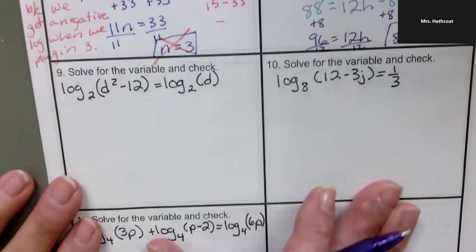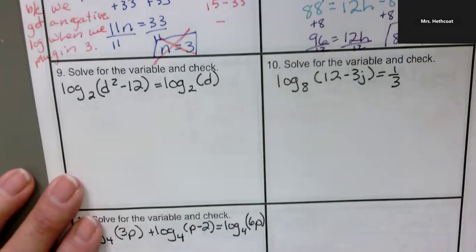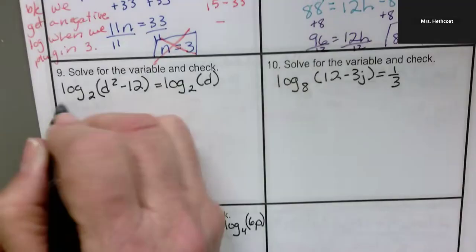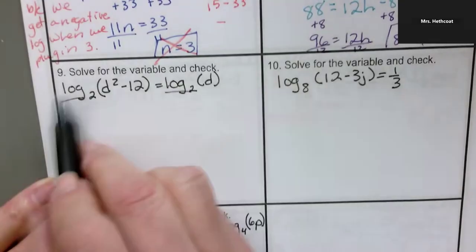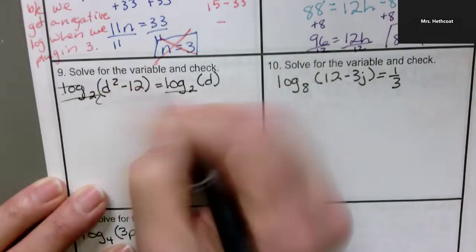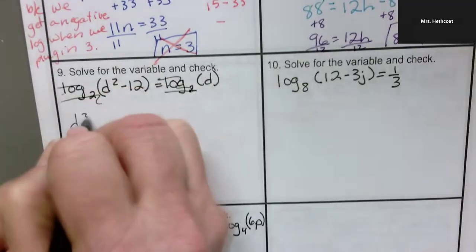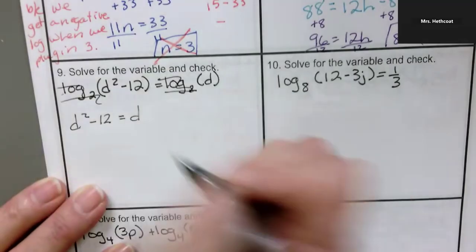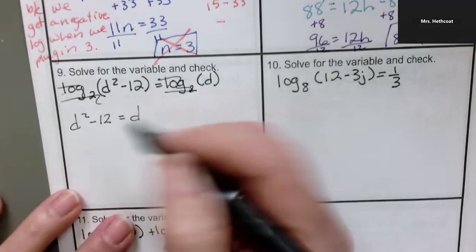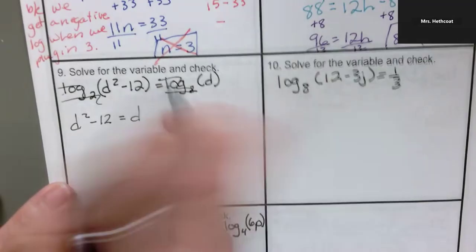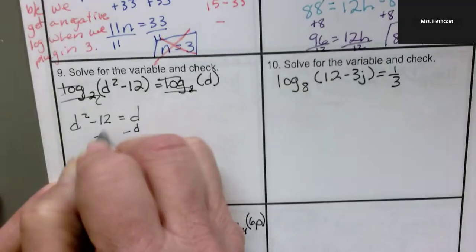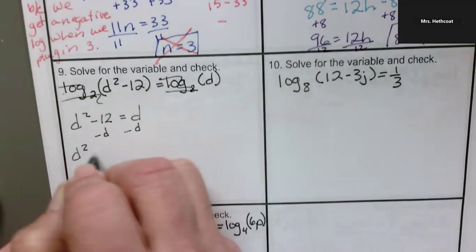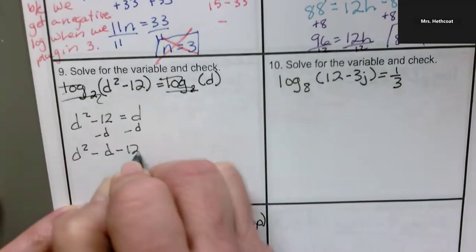Number 9. Number 9 gets pretty complicated, so take a breath, right? This side is condensed because we only have the word log once. There's no leading coefficient, so we can cross it out and write d squared minus 12 equals d. I have a d squared, so that means I'm going to have 2 answers. So I'm going to subtract d from both sides to get it into the quadratic equation style. So we've got d squared minus d minus 12 equals 0.